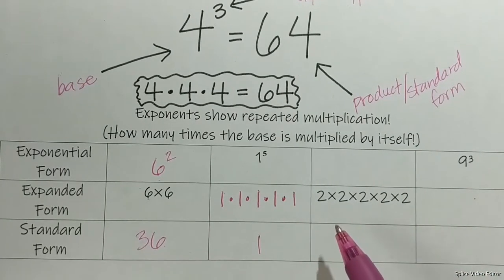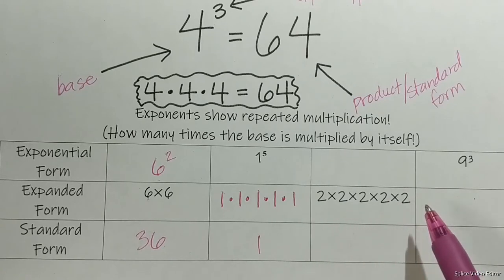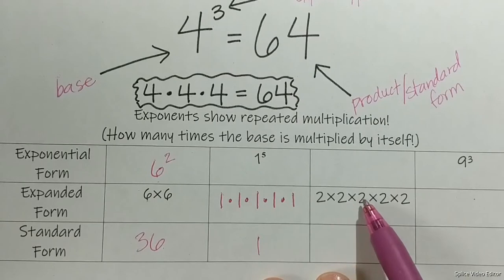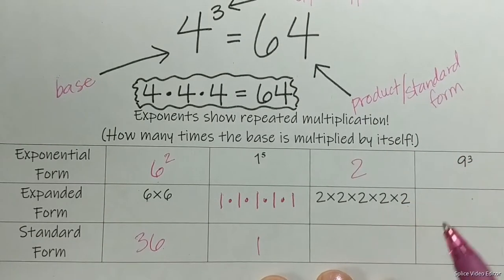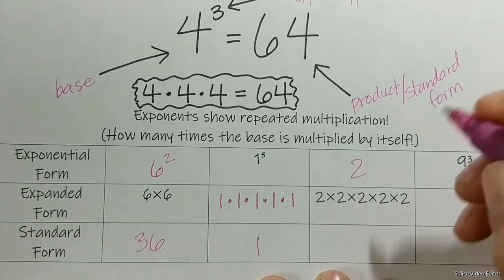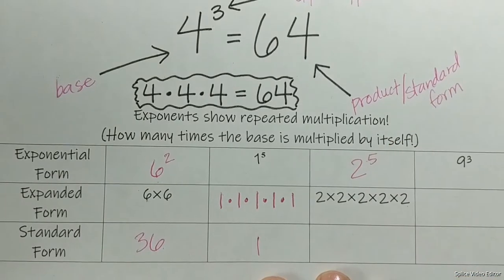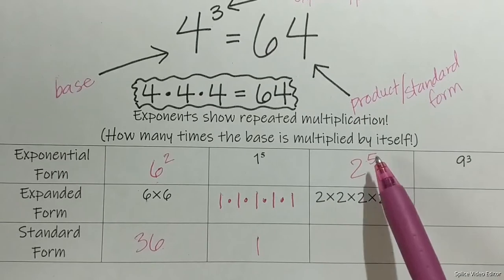Okay, next we have the expanded form, 2 times 2 times 2 times 2 times 2. And so we see that number 1, 2, 3, 4, 5 times. So our base is 2, and our power, how many times we're multiplying it by itself, is 5 times. We're going to multiply it 5 times. So that's 2 to the 5th power.